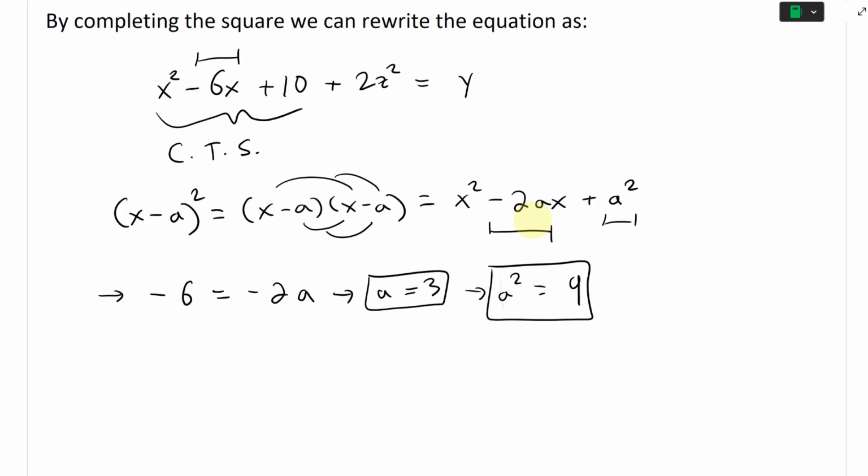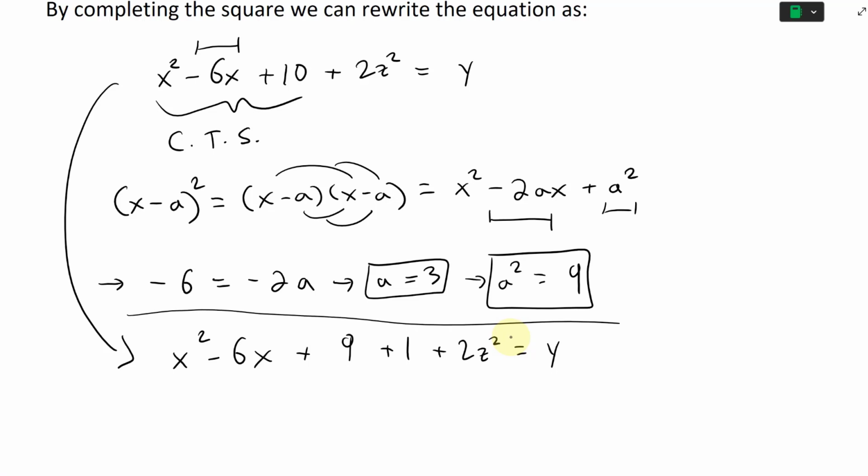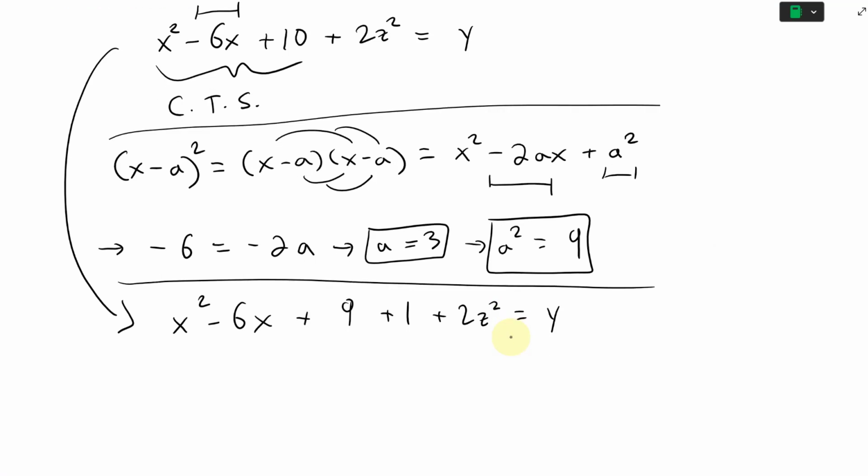So that means we could rewrite this as x squared minus 6x plus 9 to get the a squared, and then put a 1 here. So we split the 10 into 9 plus 1. And then we could also move it to the other side, plus 2z squared equals y. And now let's block this out, completing the square, and just put it for both sides.